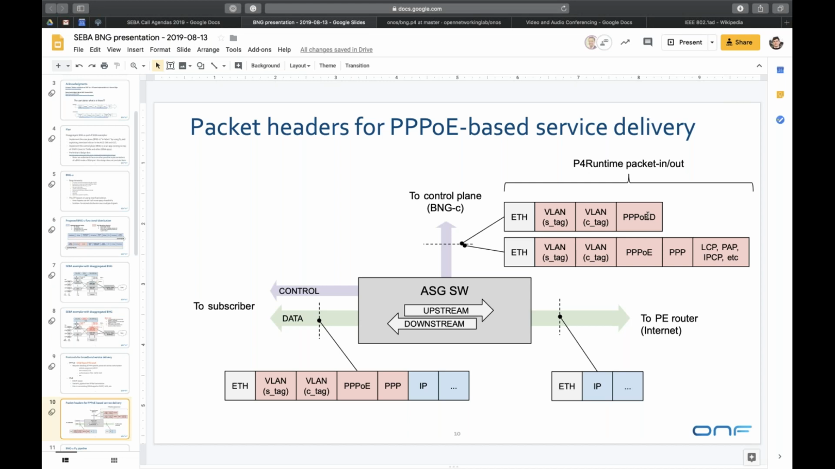And again, the protocols we expect to support are things like PPPoED, which is used for discovery of the PPPoE session, as well as PPP specific protocols, the same I was mentioning before. So LCP, IPCP, and etc. We expect the ASG to be able to terminate the subscriber session for the upstream direction, meaning that we expect to have outgoing packets without the VLAN tags or PPP header, and we expect to instead aggregate these packets into the subscriber session for the downstream case, so adding these headers.